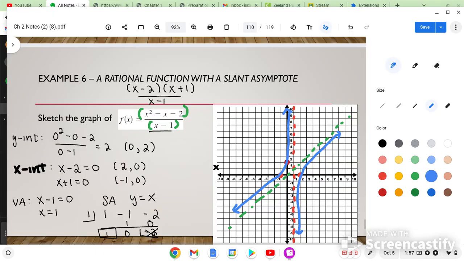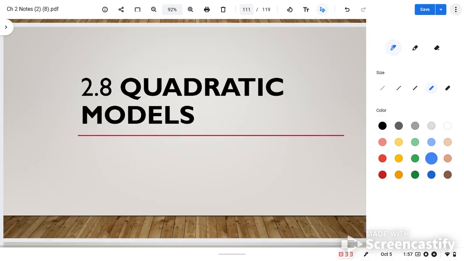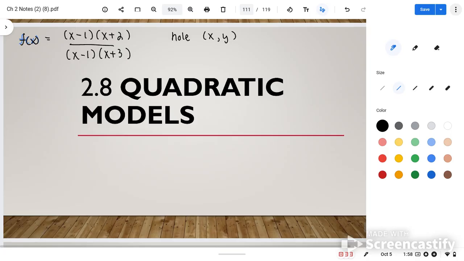All right, and then our last thing we're doing is that bonus example. It's not part of 2.8, but we're just using 2.8 as our place that we're going to write everything down. So if we had a function and you factored it and you had x minus 1 and x plus 2 over x minus 1 and x plus 3, and we needed to find the x and the y coordinate of the hole. Remember, the x coordinate of the hole is whatever factor is the same. So in this case, the x minus 1s have the same factor. So we know that x equals 1 will be the x coordinate of the hole.